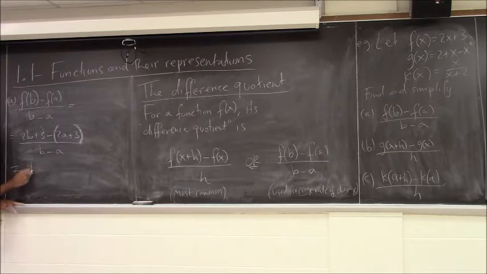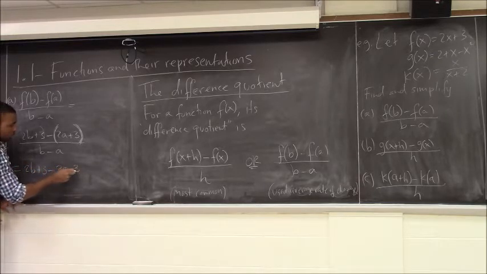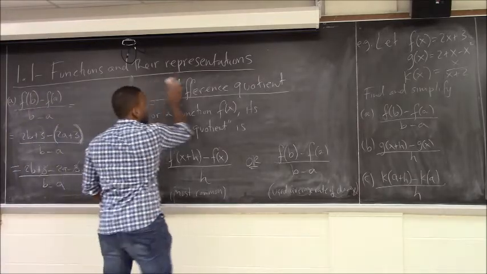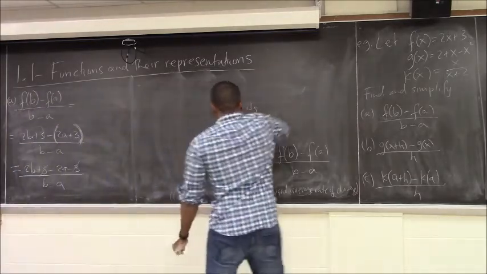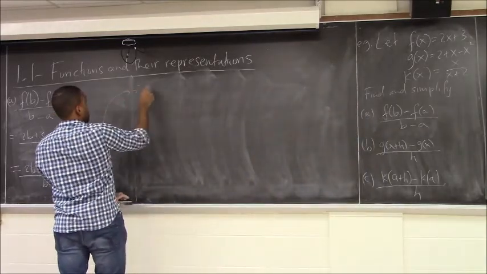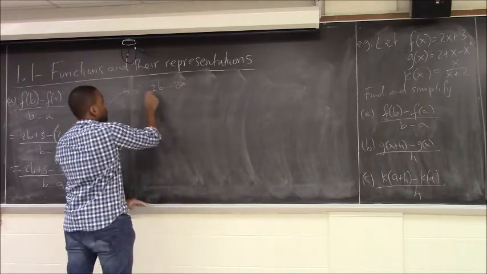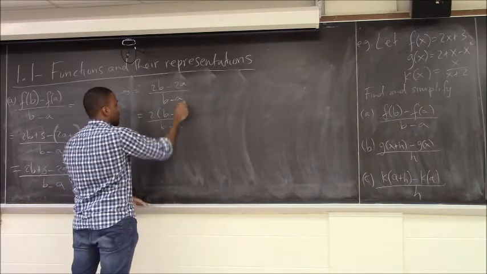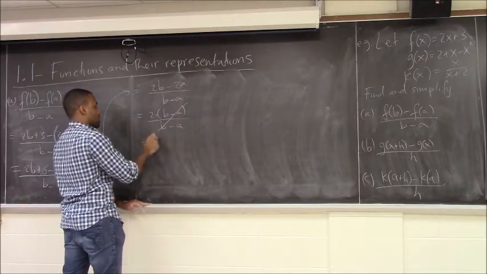Distribute the negative to the 2a: 2b plus 3 minus 2a minus 3 over b minus a. What happens now? Combine the threes. Well, the threes actually kill each other: plus three, minus three. Factor out the two. So this becomes 2b minus 2a over b minus a. You factor out the two, you end up with b minus a over b minus a. You can cancel those because there's a multiplication. So the answer is 2.